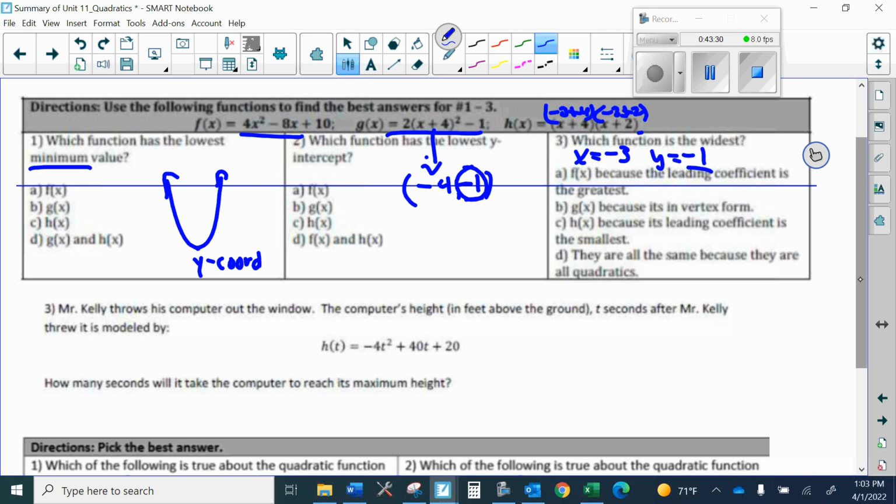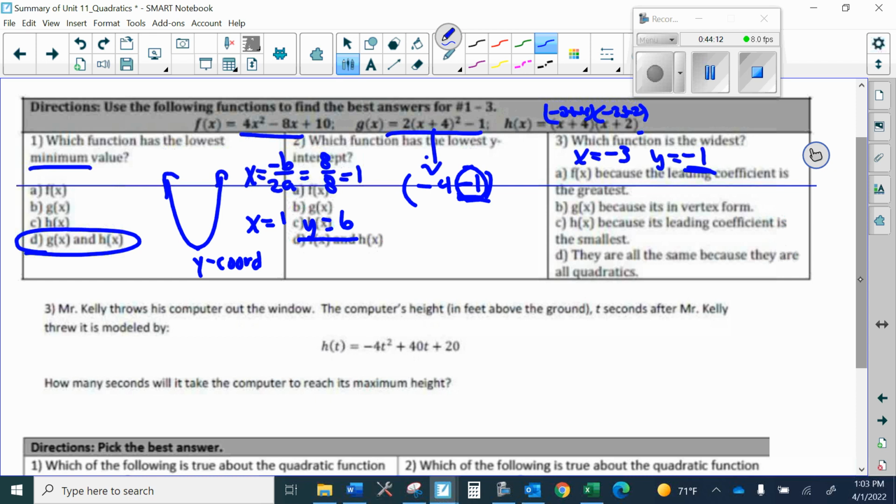Here, to get the x-coordinate of the vertex, I'm not going to factor, I'm just going to use x equals -b over 2a. So -b is 8, over 2a. 2 times 4 is 8. So the x-coordinate is 1 there, so x equals 1. Plug that back in. 4 times 1 squared is 4, minus 8 is -4, plus 10 is 6. So that y value is 6. So which one is the lowest? These 2 are the same. g of x and h of x would be my answer right there. Both of them have the minimum value of -1.